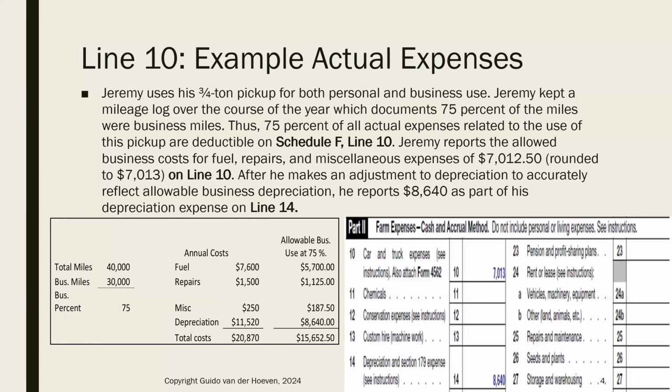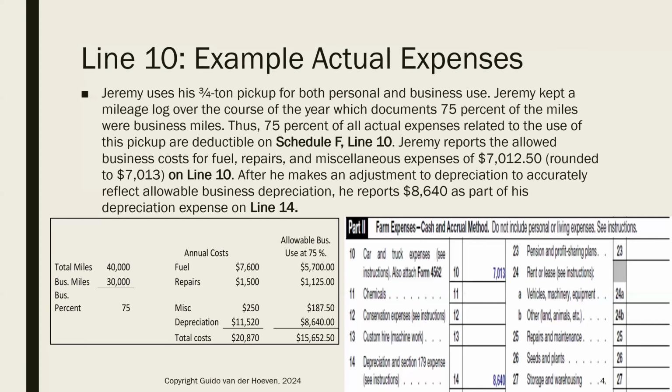So let's take a look at some examples. Here's an example, and it just happened to end up being 75%. I guess I wasn't thinking very clearly when I came up with this example. Here we have Jeremy. He has a 3/4 ton pickup, and he uses it for both personal and business. He keeps a mileage log over the course of the year, and it documents that 75% of his mileage is business miles.